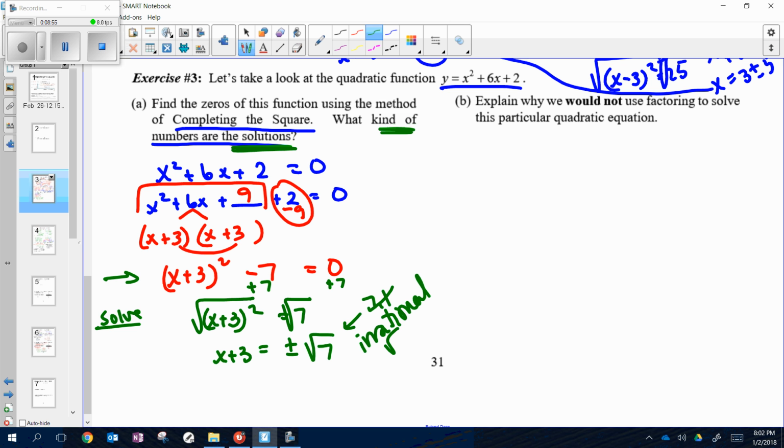I can't take the square root of 7. It's going to give me an ugly decimal. But I'm not totally done. It's going to be negative 3 plus or minus the square root of 7.